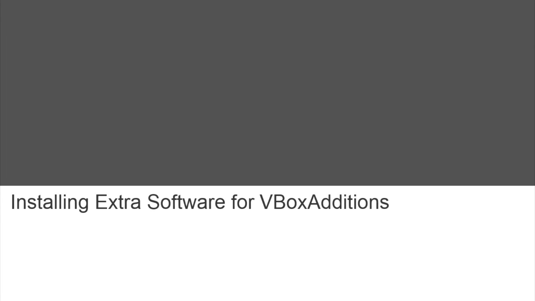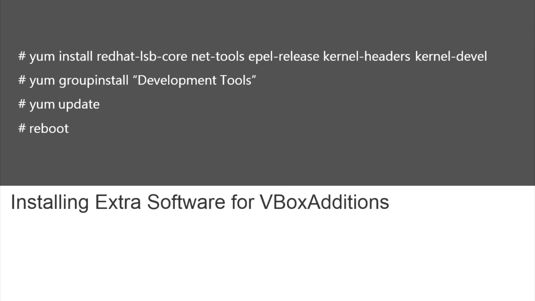Now, to be able to get our VirtualBox Guest Additions up and running, there's a whole lot of extra software that we need to install. We'll be looking at our software installation in a later course, but we can see it here using Yum, and we installed some of these individual packages. To install groups of software, we can use yum group install, and here we're looking at the development tools. We then update everything to make sure that it's at the latest version.